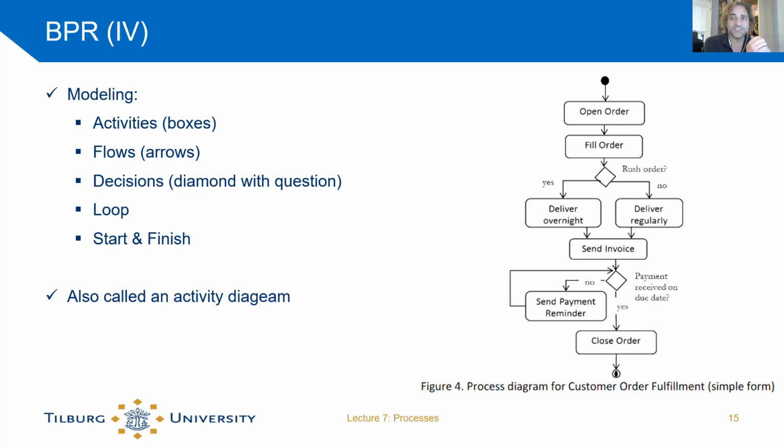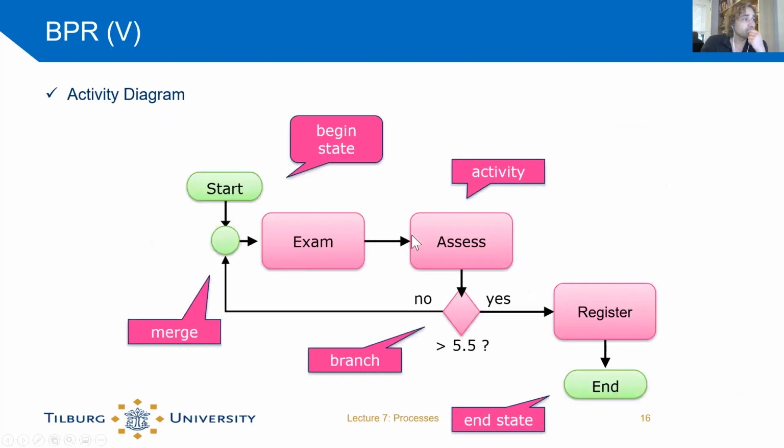So this is an activity diagram. I have another example. This is my activity diagram for your exam. We start, you do the exam, I assess the exam. Do you have lower than a 5.5 for your exam? No, you have to do the exam again. Yes, I register your grade, the end.